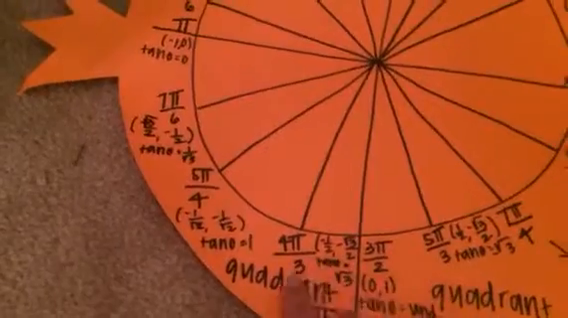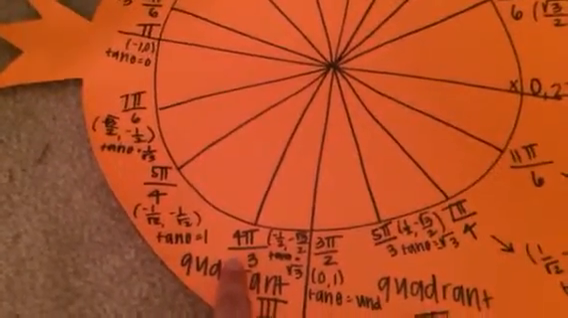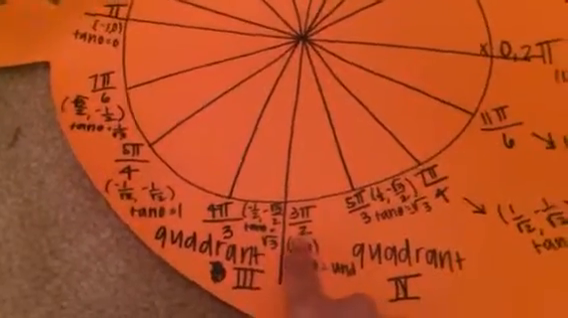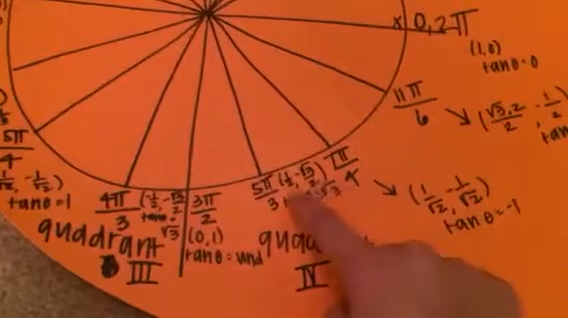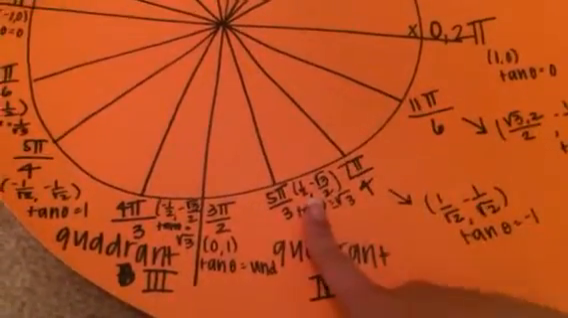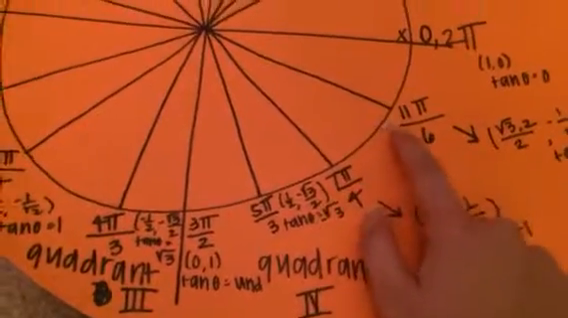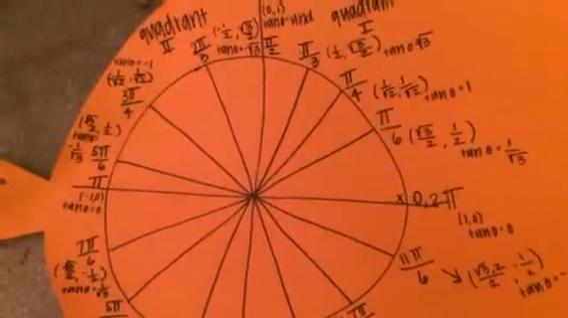7 pi over 6, which can't be simplified. Then you have 8 pi over 6, which simplifies to 4 pi over 3. Then you have 9 pi over 6, which simplifies to 3 pi over 2. Then you have 10 pi over 6, which simplifies to 5 pi over 3. And then 11 pi over 6, which can't be simplified. So that's for all the pi's over 6's.